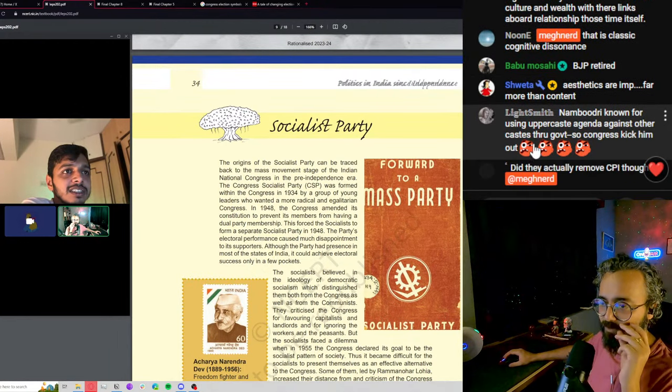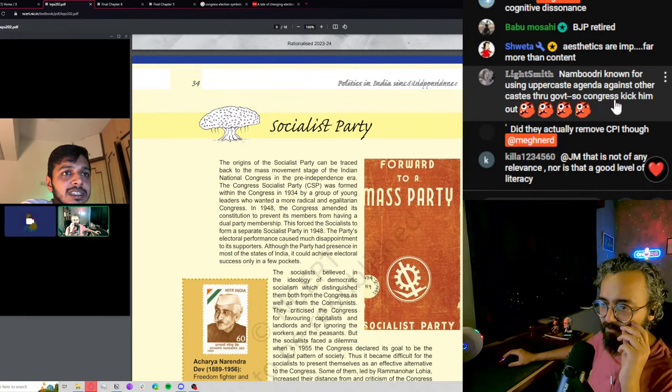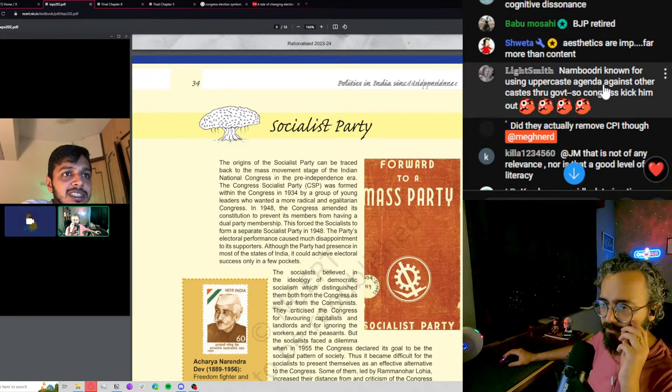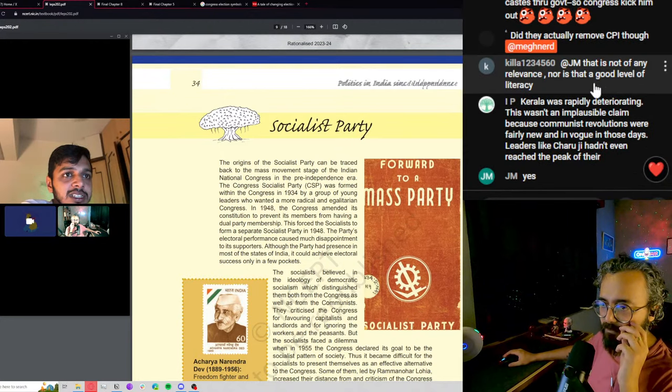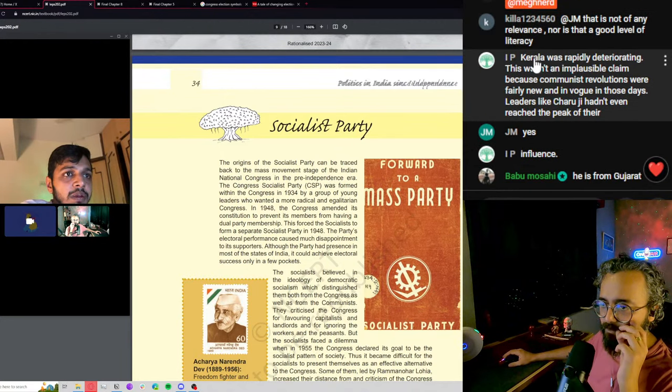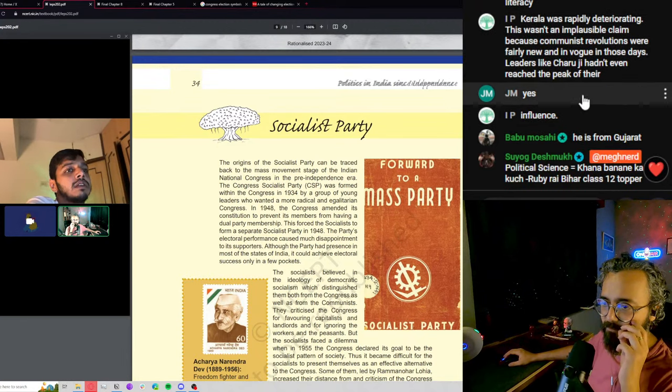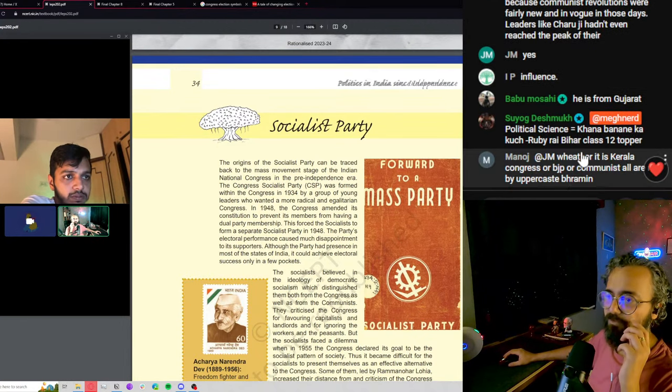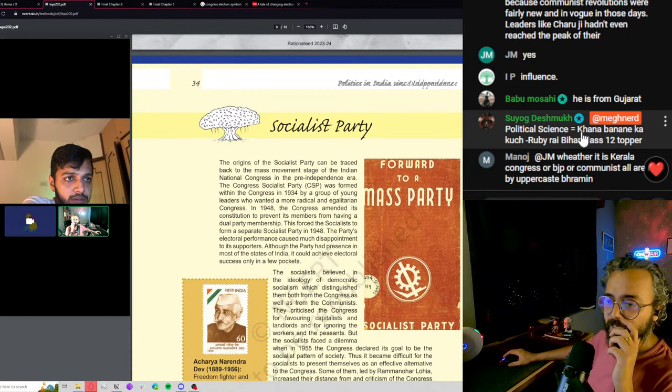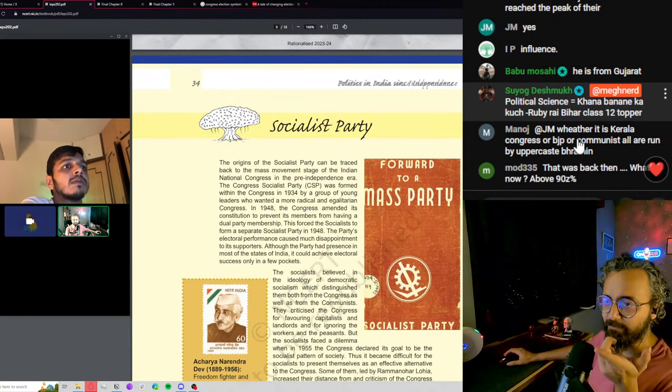Nambudiripad, known for using an upper caste agenda against other castes through government, so Congress kicked him out. Oh, okay. Kerala was rapidly deteriorating. This wasn't an implausible claim because communist revolutions were fairly new and in vogue in those days. Leaders like Charuji didn't even reach the peak of their influence. IP, he made this point.